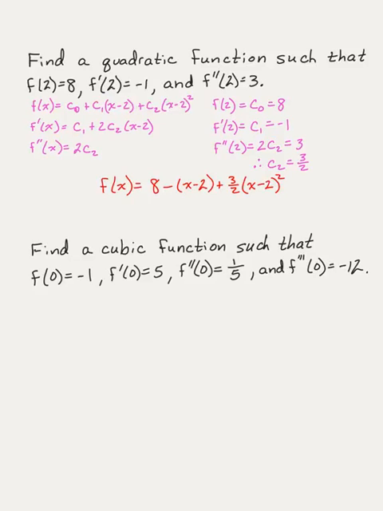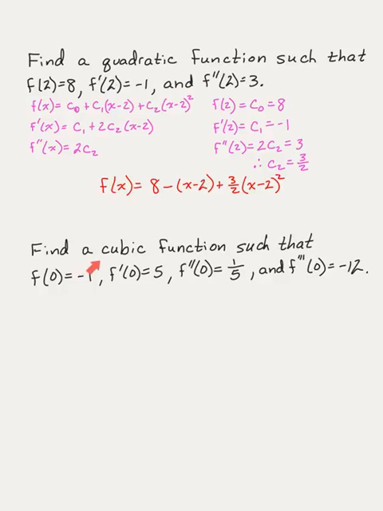All right, welcome back. And so as you can see, here's your work. I shortened it a little bit. We found the value of c sub 0 is 8, c sub 1 is -1, and c sub 2 is 3/2. And then substituting those values into our general form here, we end up with f of x is equal to 8 minus x minus 2 plus 3/2 times x minus 2 squared.